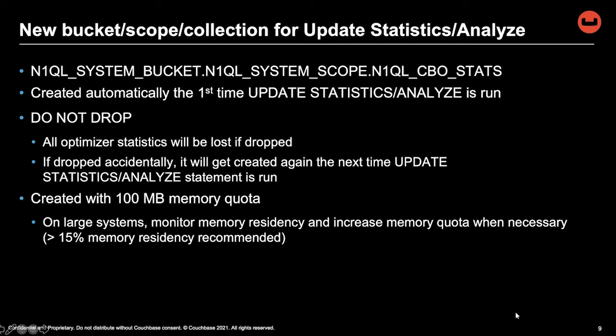There's going to be a new bucket, scope, and collection for use for the optimizer statistics gathered. This new bucket, scope, and collection is called N1QL_SYSTEM_BUCKET, N1QL_SYSTEM_SCOPE, N1QL_CBO_STATS. This new bucket, scope, and collection will be automatically created the first time an update statistics or analyze statement is run. This may look unfamiliar to you, but please don't drop it, because this bucket, scope, and collection contains all the optimizer statistics gathered. If you drop it, then all the statistics gathered will be lost as well.